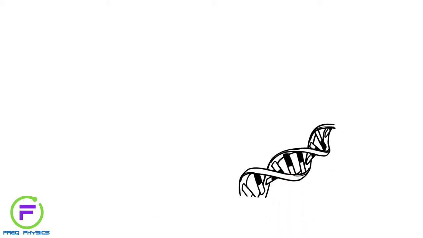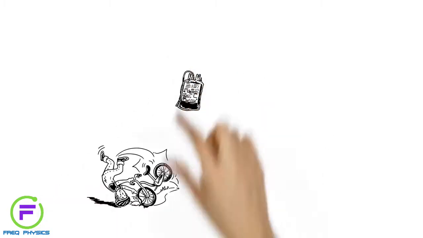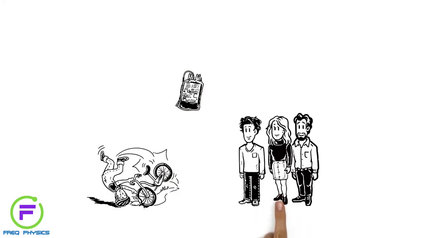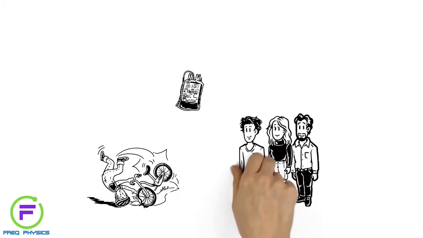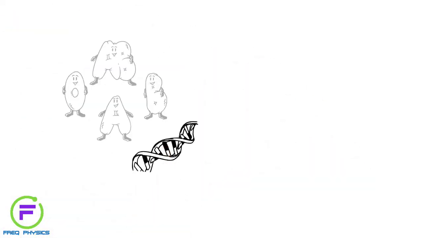We explain the basic principles behind the heredity of blood groups. This is Felix. He's been in an accident and urgently needs a blood donation. Even though his whole family wants to help him, he can only receive blood from one of his family members. But why is that? The answer is related to the heredity of blood groups.